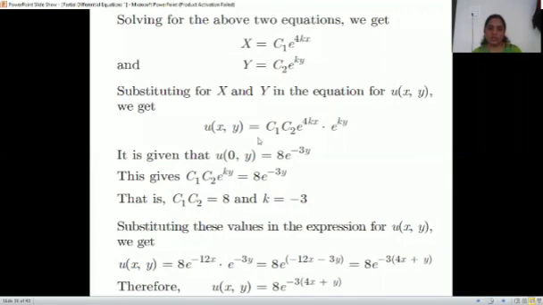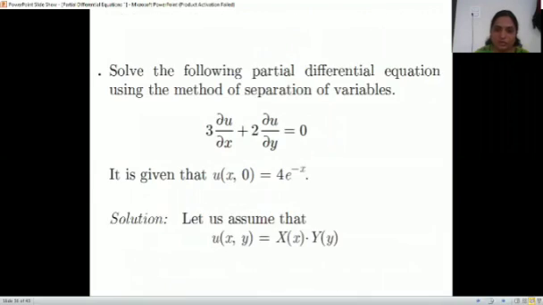But the given condition is u(0, y), that is x is 0, then substituting x is 0 here, we get c1 c2 is 8 and k is minus 3, right? So writing finally all the values here, we get u is equal to 8 into e raised to minus 3 into (4x plus y).